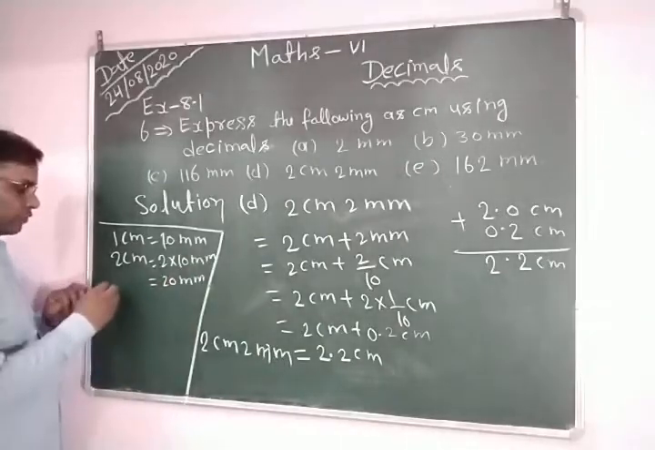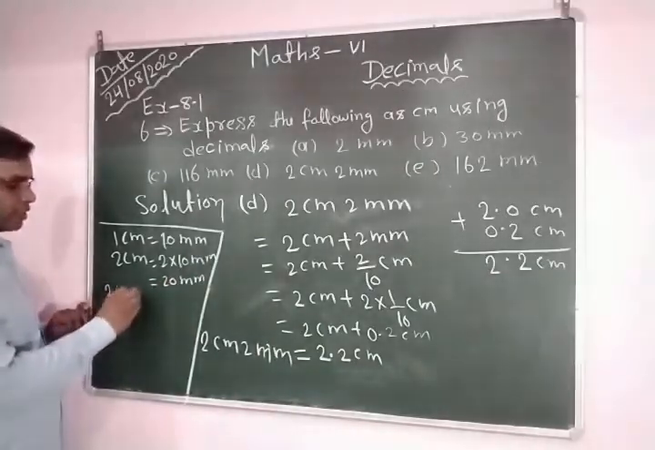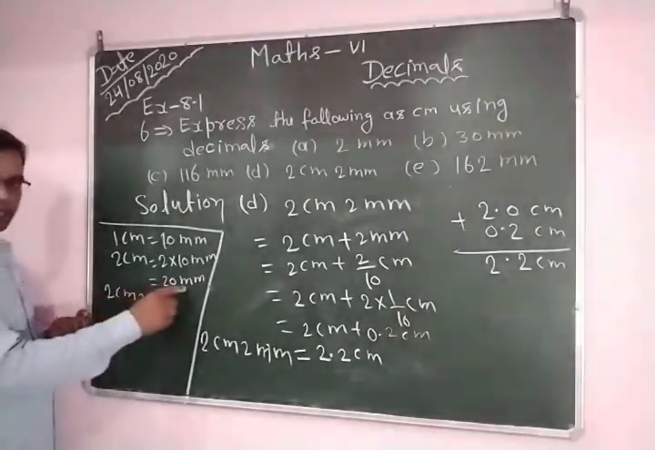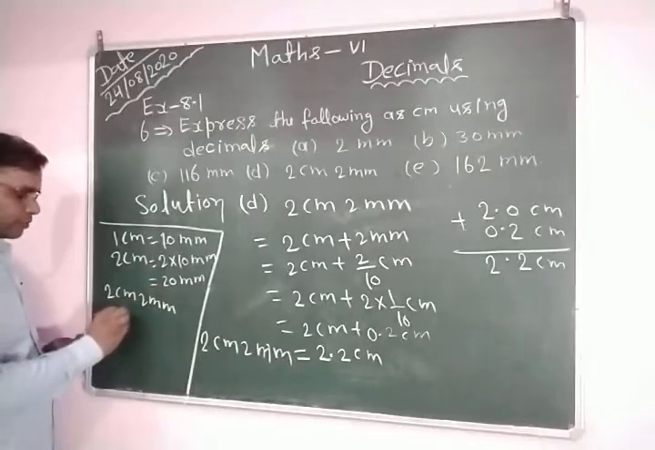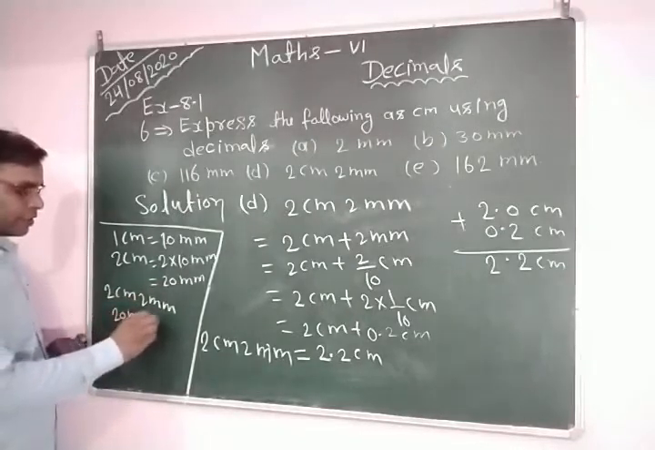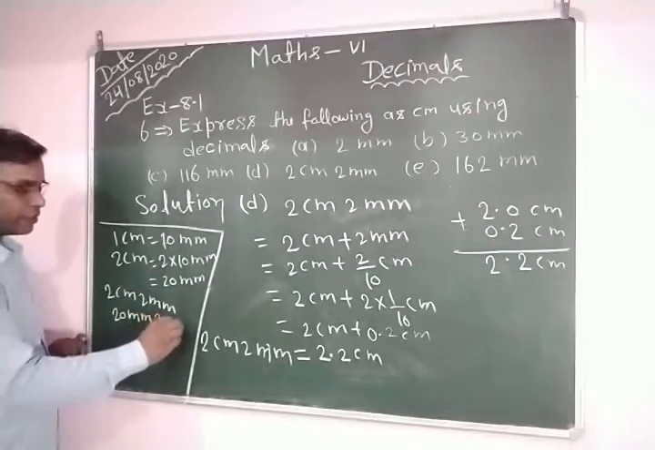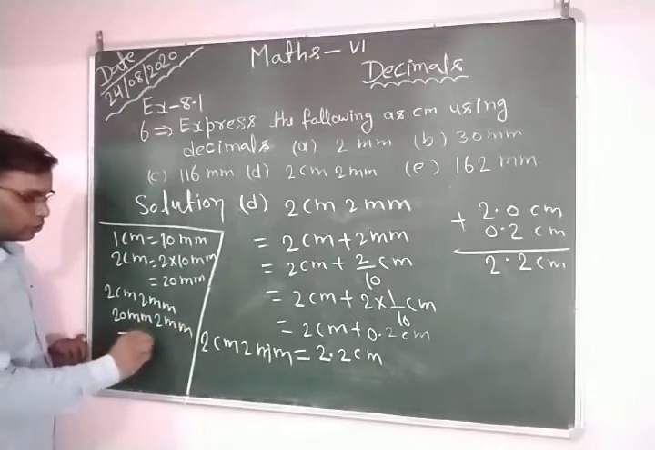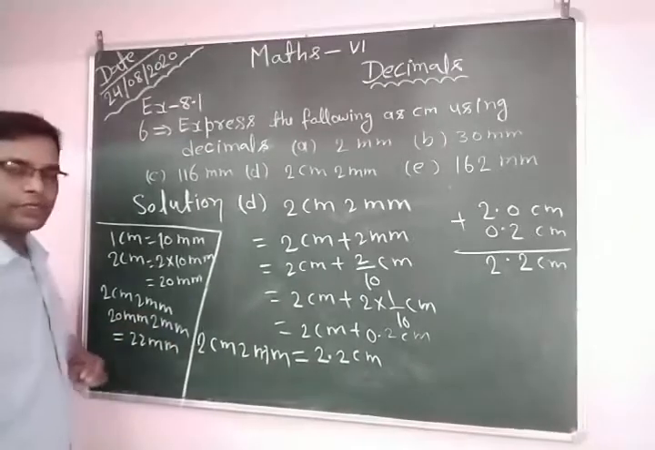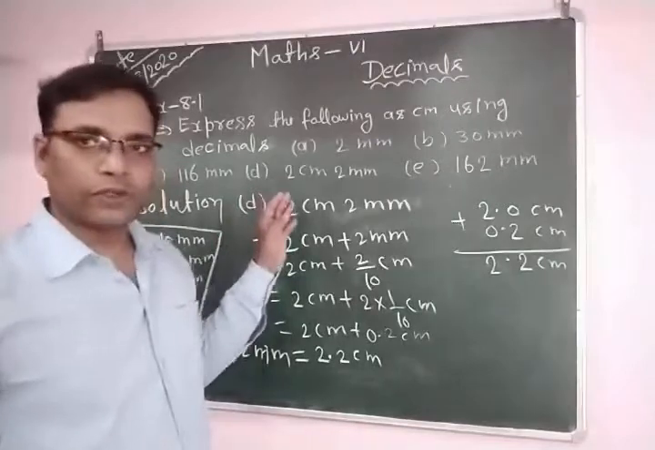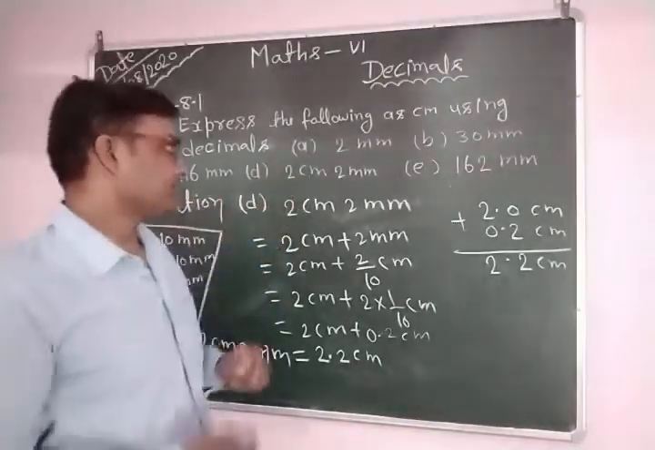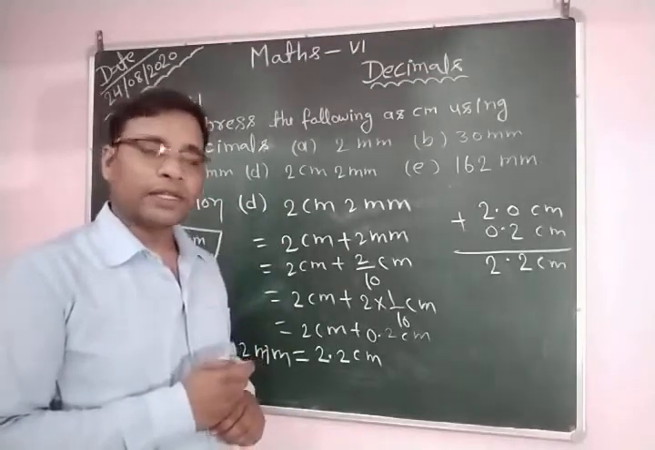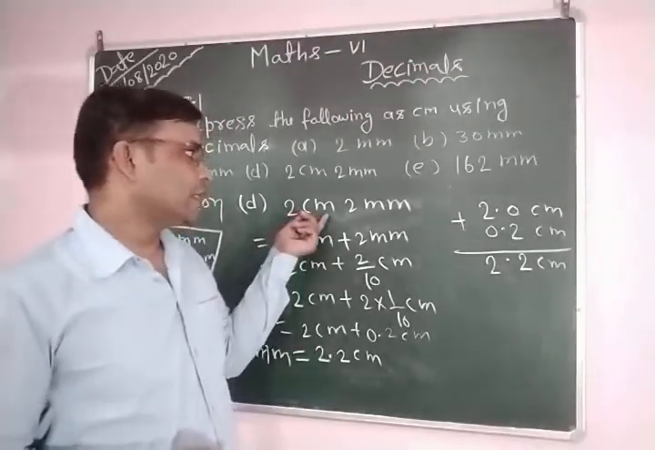Okay, so you need to find 2 centimeter 2 millimeters. 2 centimeter is equal to 20 millimeters. So 20 millimeter plus 2 millimeter is equal to 22 millimeters. But here we need to express millimeters in centimeter using decimals, but here given 2 centimeters 2 millimeters.